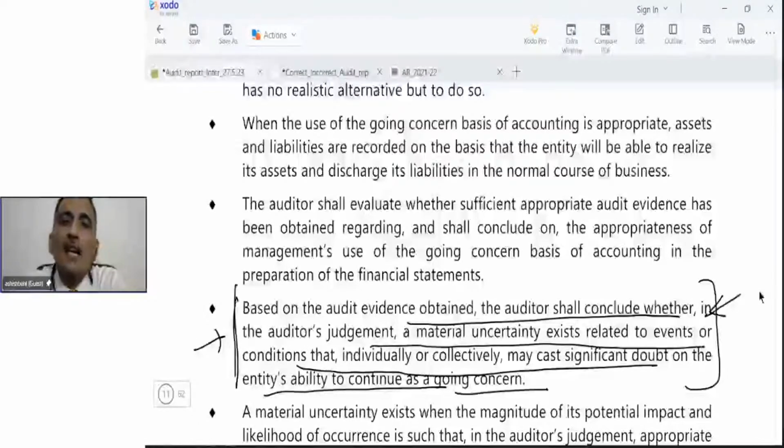We are taking a hypothetical example. So what would the auditor do in such a situation? Now the company says, no, we will continue in the foreseeable future, we are a going concern. But the auditor thinks that there is a material uncertainty which has cast a doubt on the ability of the concern to continue as a going concern, because they have not been able to renegotiate their loans with the bank.